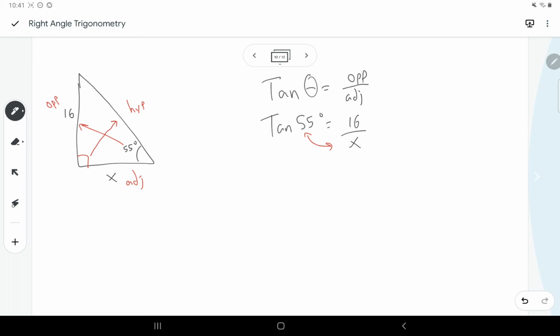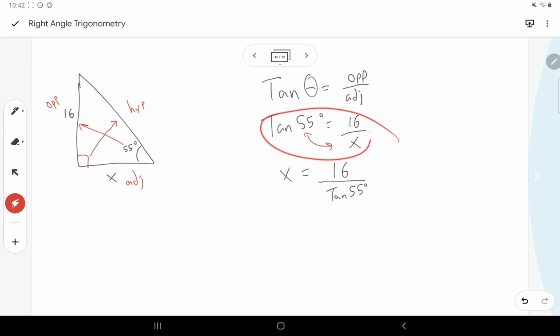Again, we went over how to do this mathematically in the sine video. So I'm just skimming through this here as this is a shortcut that we can use. So it ends up being x equals 16 over the tangent of 55. Okay, so if you're not sure how that works or you're not comfortable with how that happened, go and watch the sine video where I go over it.